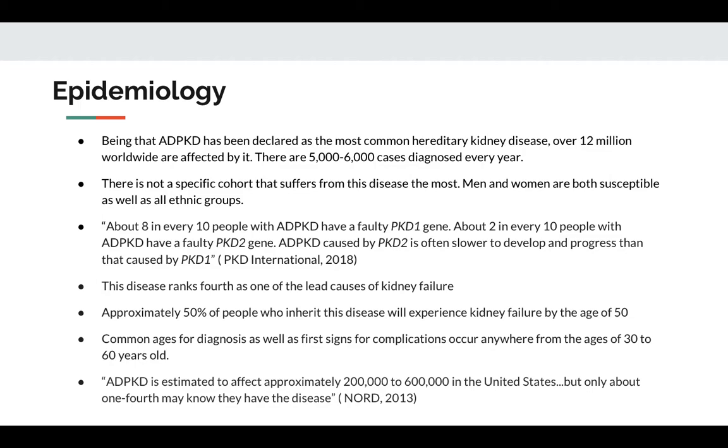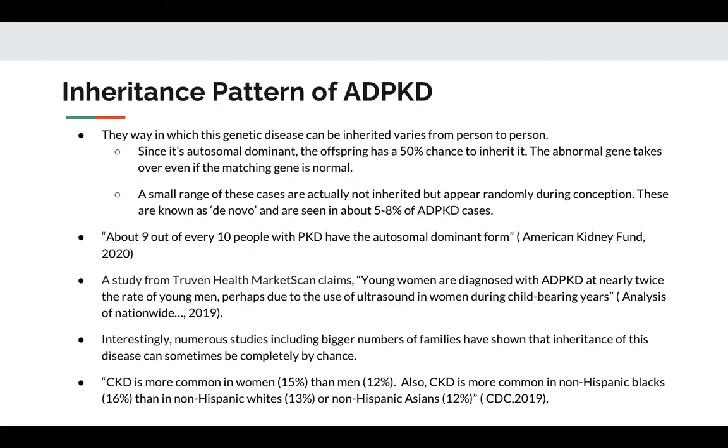So the common ages for diagnosis as well as for signs of complications occur anywhere from the ages of 30 to 60. Usually 60 years old and up is the normal range for diagnosis. It affects approximately 200,000 to 600,000 in the US, but only one fourth may know that they have this disease, being that the symptoms really don't occur till later on in life.